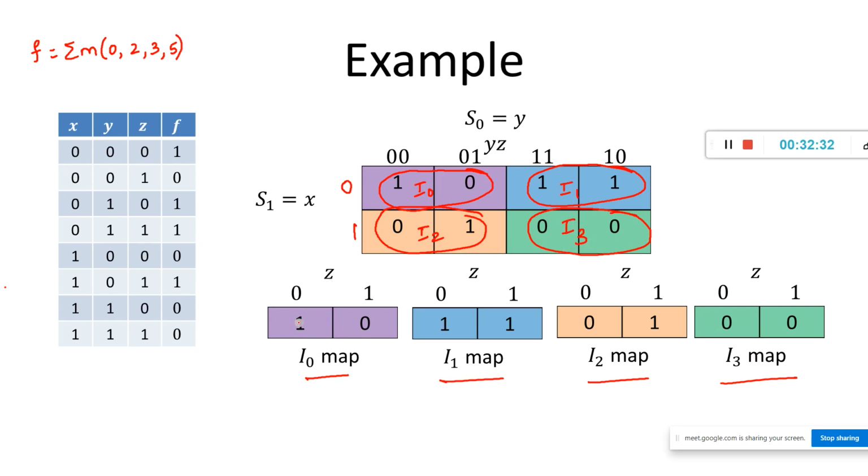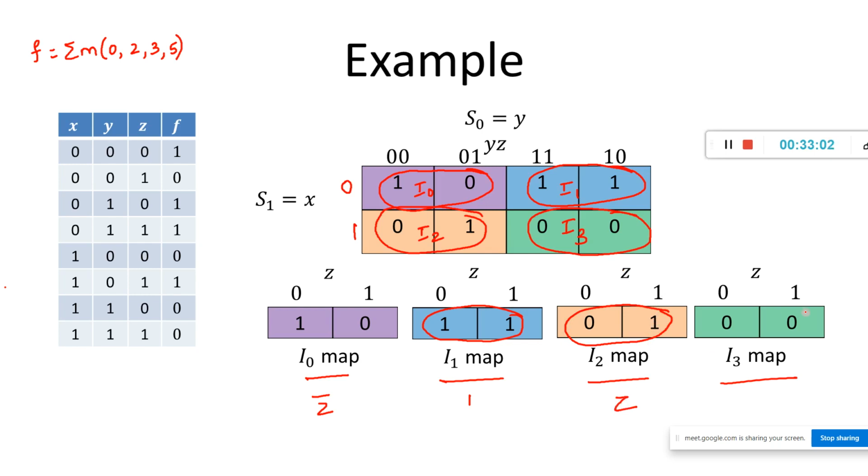This function value is 1 when z is 0, so this is z bar. Understood now? Your functional value is 1 when z is 0, so it is z bar. Next, both are 0, group the ones. It will be 1 only. Next, this one, group this. Functional value is 1 when z is 1, so it is z.